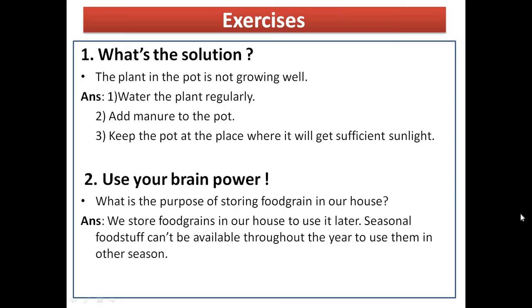I hope children you have followed the lesson. Let us start with the exercise. Come to page number 63. Question number 1. What's the solution?